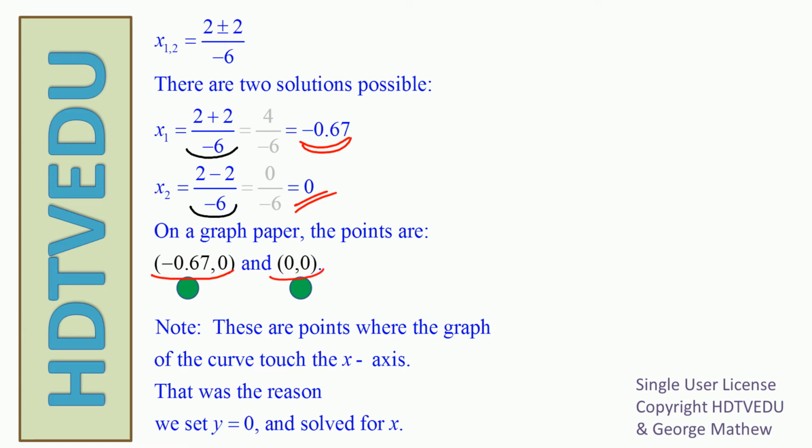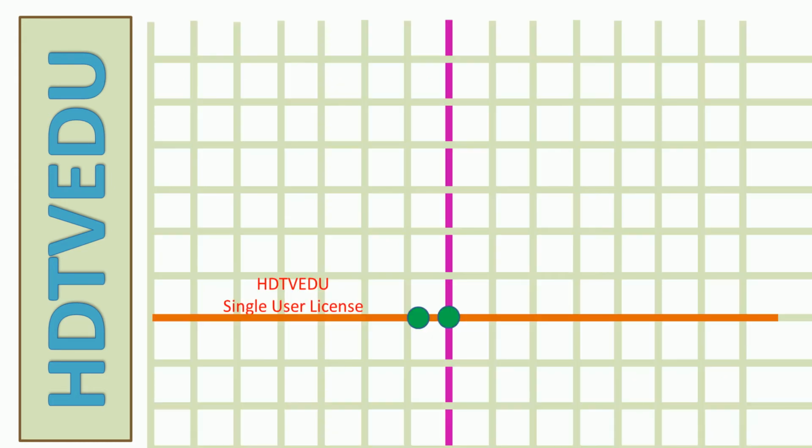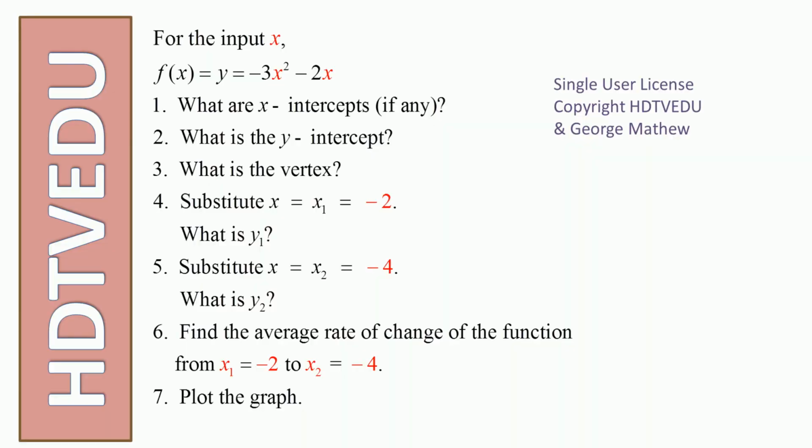So these are the points where the graph touches the x-axis. On the x-axis, what is so special? On the x-axis, y is always equal to 0. And that's how we solve for x. So we have negative 0.67, 0 and 0, 0 as our x-intercepts. So we have our x-intercepts. So number 1 is done.